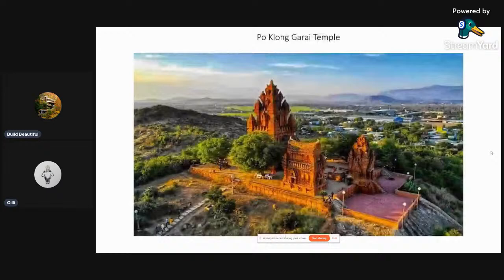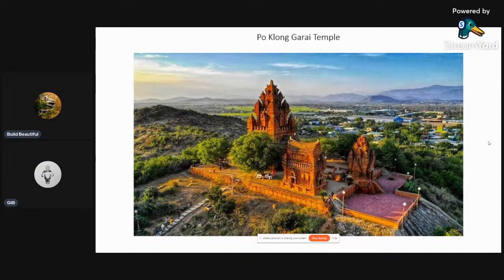Yeah. So the next building we're going to look at is the Poglong Garai temple in Vietnam. So I'll just go through my notes on the building. The Poglong Garai temple is located in a city in South Vietnam called Phan Rang. It was built in honor of the Champa king, Poglong Garai, during the late 13th and 14th century.